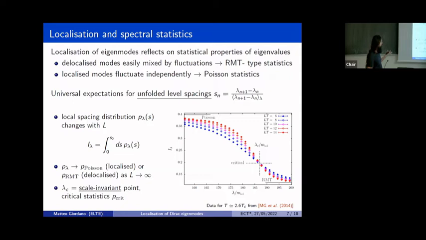A convenient way to look for this is to study the statistical properties of the so-called unfolded spectrum. So in practice, instead of considering level spacing, the difference between successive eigenvalues, you normalize them by the average level spacing in the spectral region that you're looking at. So these are the unfolded level spacings. The reason why it is convenient to use these is because there are universal expectations for the probability distribution function of these objects. So for the various classes of random matrix theory, you can just extract some feature of this distribution, and you have a number you can compare to.